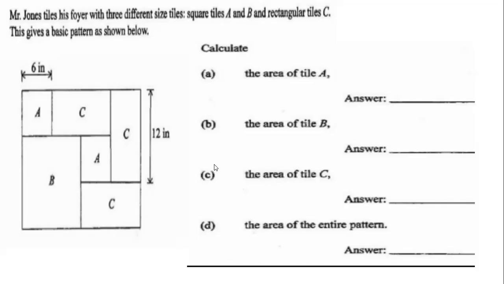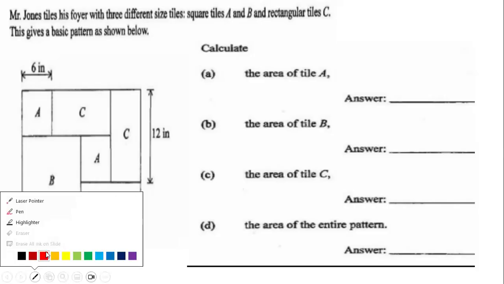Okay, so we just want to figure out the area of tile A, the area of tile B, and the area of tile C. First things first, do you remember the area formula for rectangles and squares? Length times width. Very good.